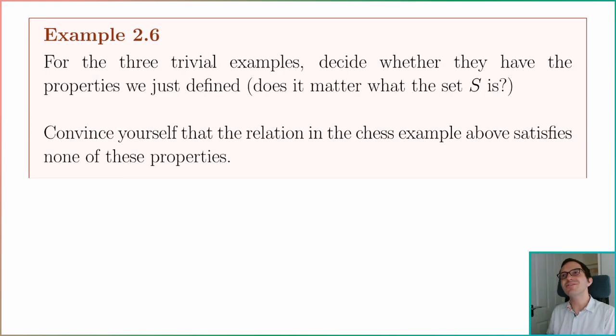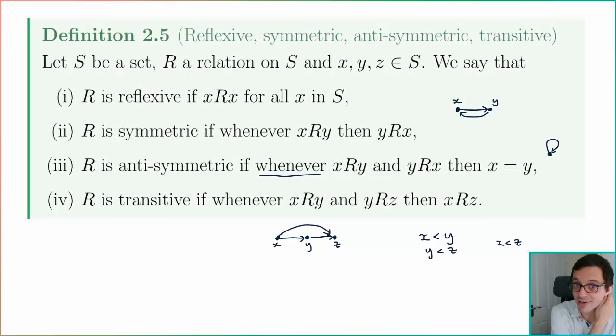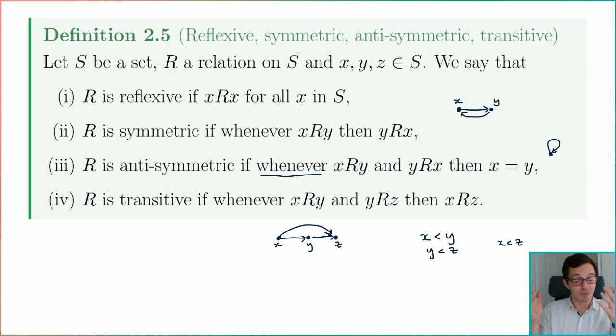So we saw three trivial examples in the previous video. As a reminder, there was one where everything was related to everything else, there was one where nothing was related to anything, and there's one where each element is only related to itself. So that last one is an example which is reflexive because everything is related to itself. But of course the one where everything is related is an example of a reflexive relation as well.